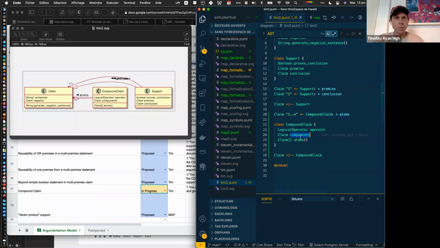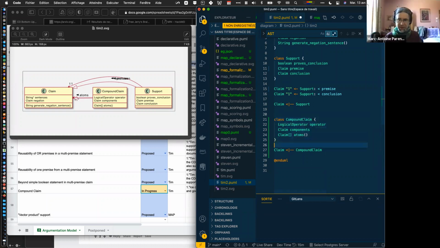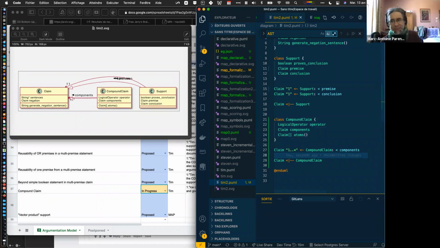You have claim components. Remove that, I think. No, or is it a claim? I'm confused, because you have atoms and you have components. I'm removing claim components. I'm calling them components. Yes. Wait, but what is atoms? Tim is talking about line 23. Oh, 23. Claim, what it should be.